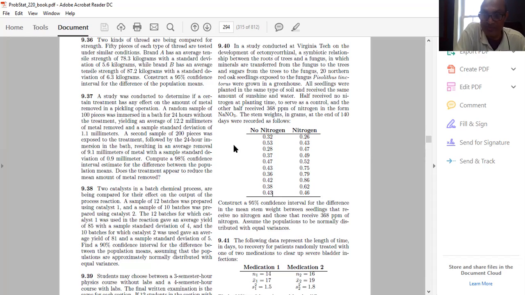Construct a 95% confidence interval for the difference in mean stem weight between seedlings that receive no nitrogen and those that receive 368 ppm of nitrogen. Assume the populations to be normally distributed with equal variances. Okay, guys, so last example of this chapter. Let's start with example number 9.40, exercise problem.